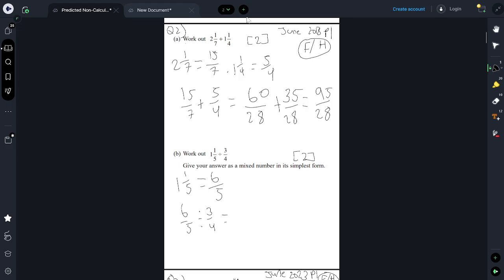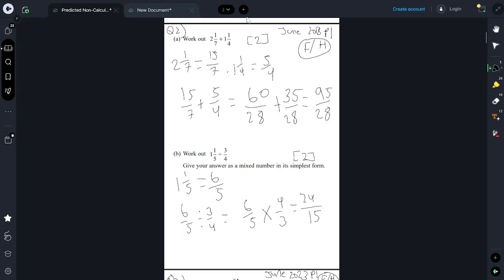Well, when you divide, you have to keep, flip, change. So keep the first fraction. You have to flip the second one and change to a multiplication, right? A times. And when you times fractions, unlike addition, you can just simply times across. So 6 times 4, times the top number. 6 times 4 is 24. And then times the bottom number. 5 times 3 is 15.